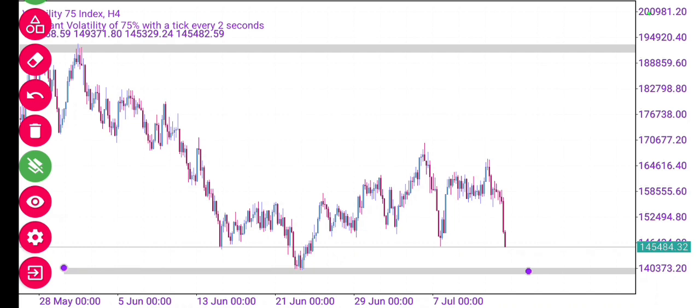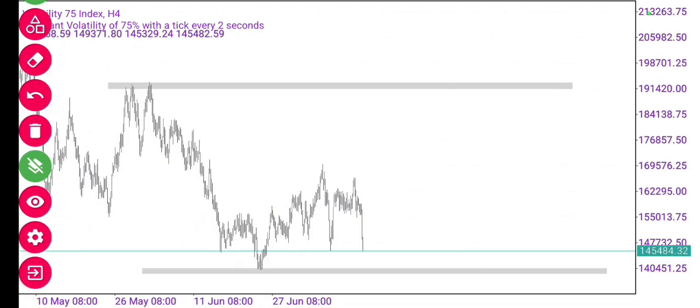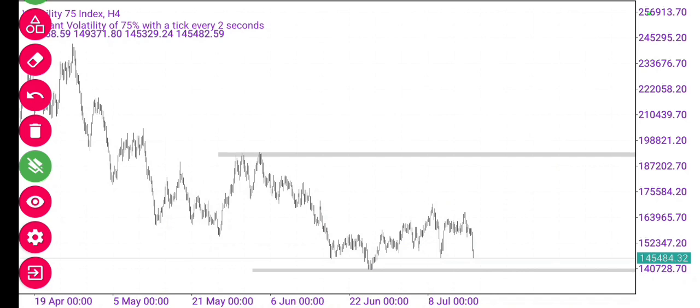You can see here, we just get our trend line. We have our low here, we have our low here, and then we have our high. We have finished them. That is all what we need.